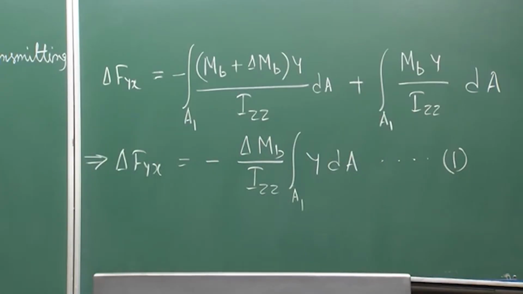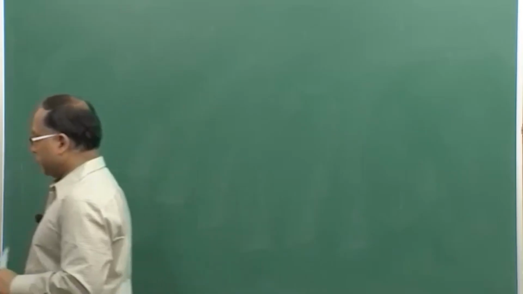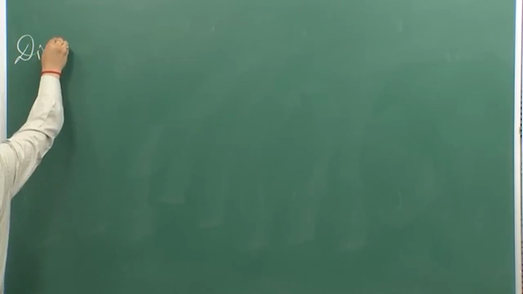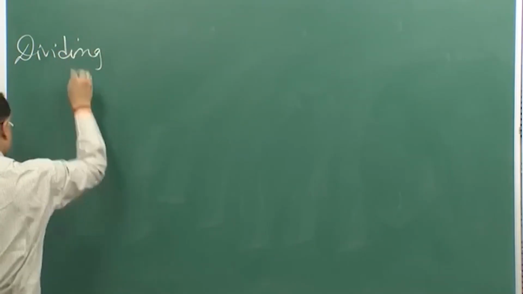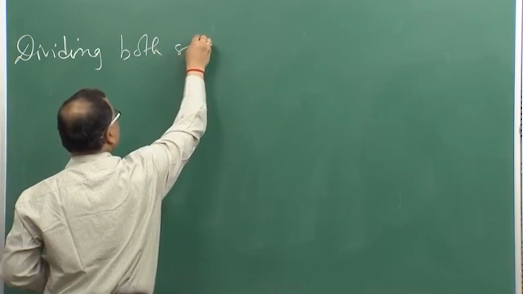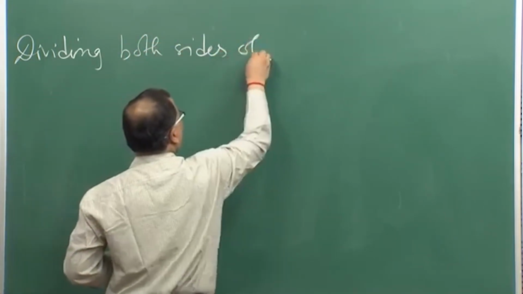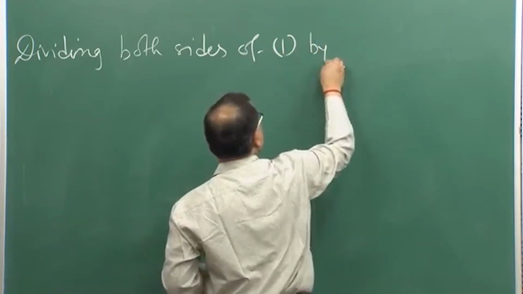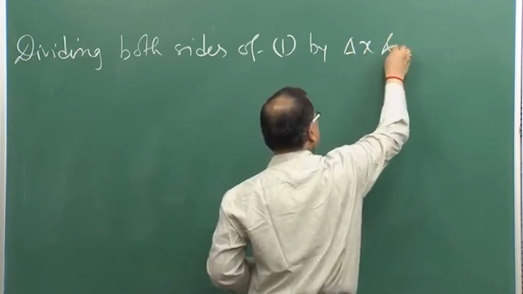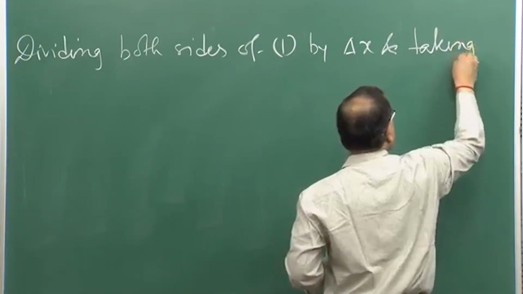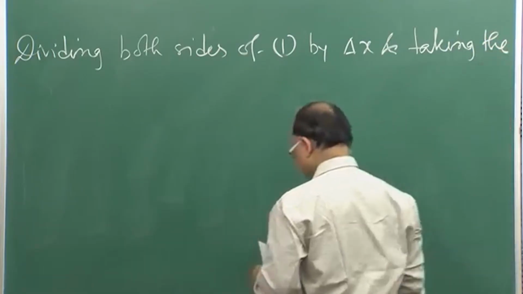Now, dividing both sides by delta x and taking the limit, what will we get? So, what we are doing is dividing both sides of equation 1 by delta x and taking the limit.